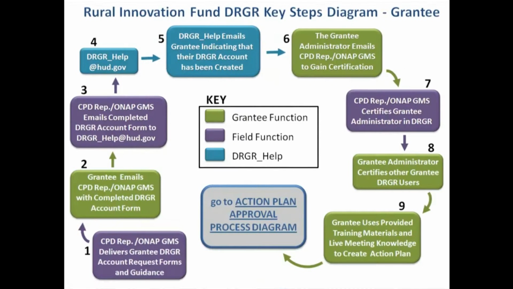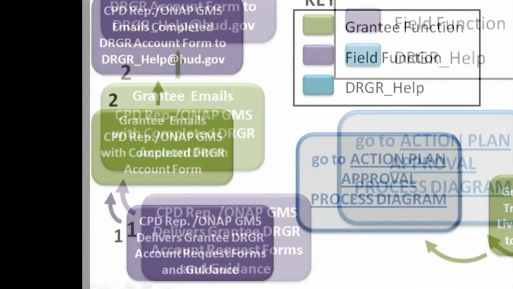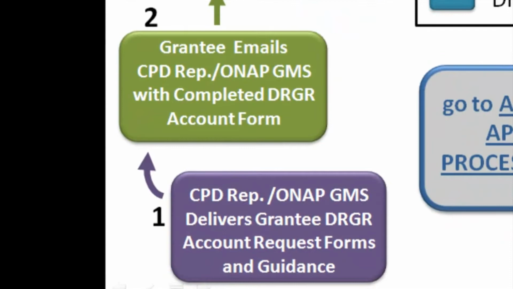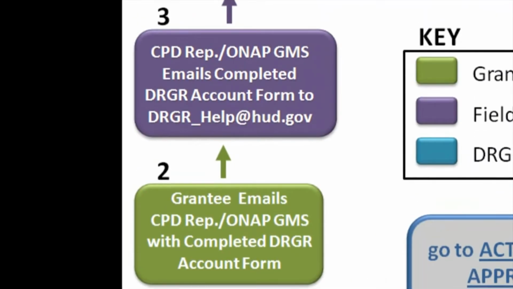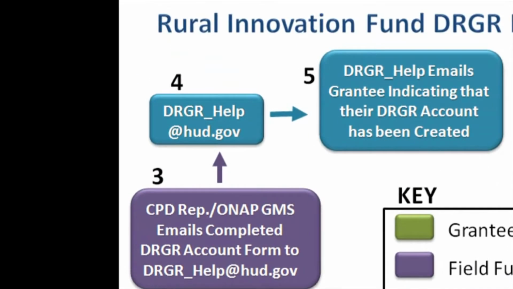This flowchart illustrates the key steps in gaining access to the DRGR system. After the grantees receive the DRGR new user account form from their assigned field staff, they must complete the process of assigning grantee roles. After the request form is completed, the grantee must email the form to their CPD rep or GMS for review. Once the form is checked for accuracy, the field office contact sends the form to drgr_help@hud.gov. The DRGR staff then enters the grantee in the system and sends a confirmation email.